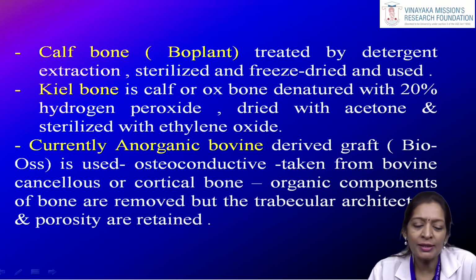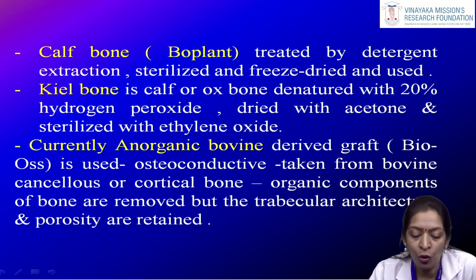But nowadays this calf bone and keel bone are not used, due to certain reasons of antigenicity and all the other factors. Currently, an organic bovine derived graft, which is supposed to be osteoconductive in nature, taken from bovine, either cancellous or the cortical bone, is used. It is marketed under the name of BioOss.